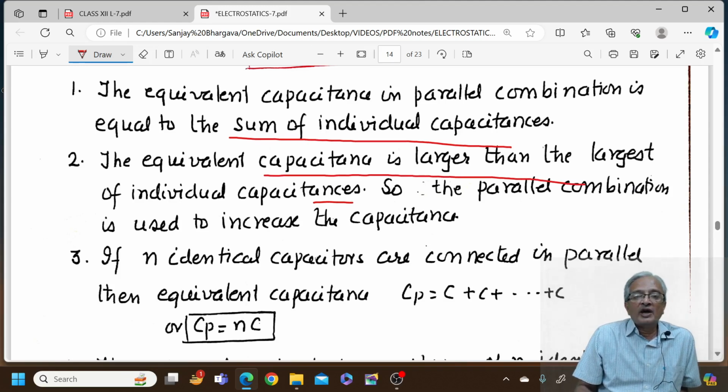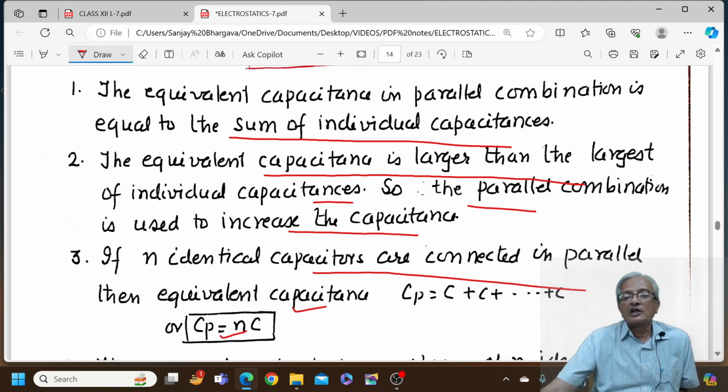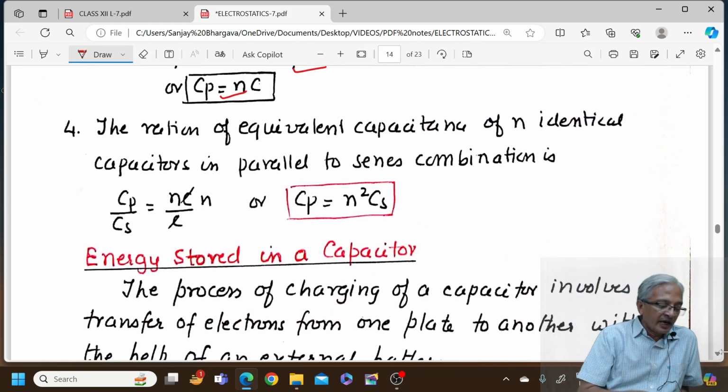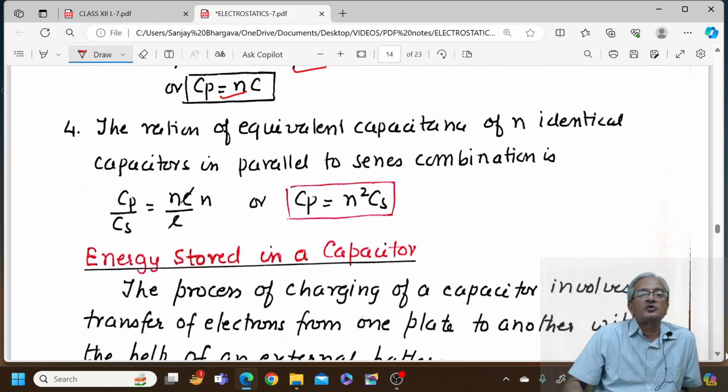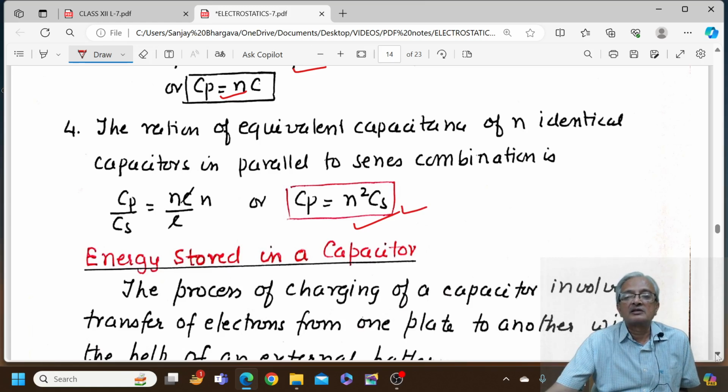So where is the parallel combination used? To increase the capacitance. When n identical capacitors are connected, the equivalent capacitance in parallel would be n times C. Now the ratio of equivalent capacitance of n identical capacitors in parallel to series: Cp is nC and Cs would be C by n. So Cp would be equal to n square times Cs, a useful relation while doing certain numericals.